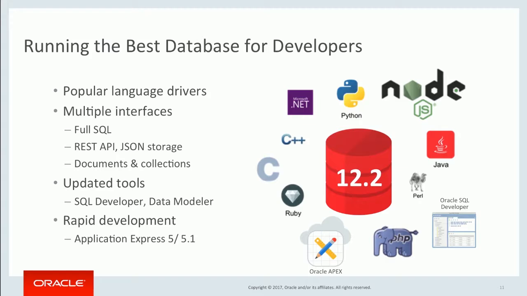Okay, so there are updated tools as well. Your favorite tools like SQL Developer have been updated to work directly with this service. And it includes the low-code, no-code, rapid application development environment, Application Express. Currently it's 5.0.4 in Chicago, but if you're in Europe and you land on the Amsterdam data center, you're going to be on 5.1.1. But we'll soon be on at least the 5.1 version here very soon.